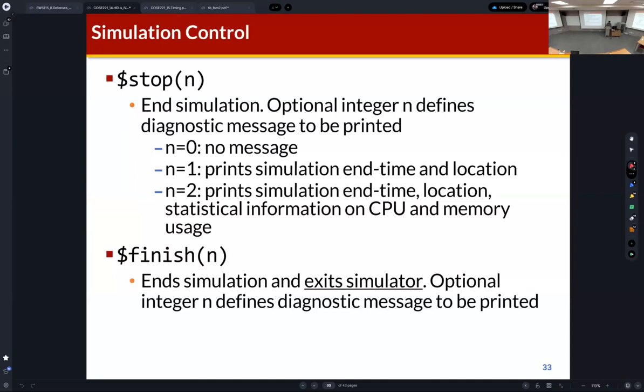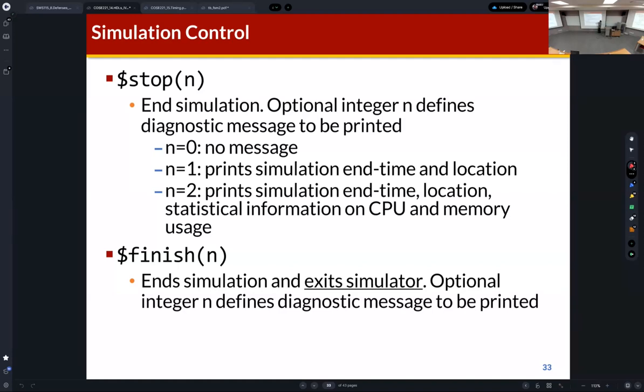And then simulation control. We can use the stop function or finish function. This is the definition of the finish function. Finish means that this is the end of simulation. You can use some integer values for this n. If n is 0, then no message will be displayed. If we use n equal 1, when the finish is executed, then this function prints the simulation end time and location.